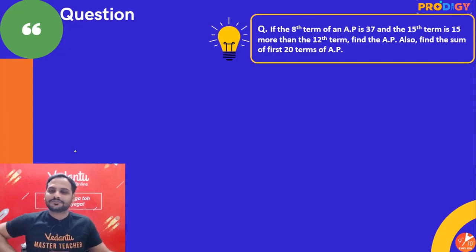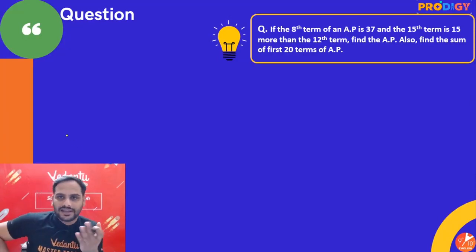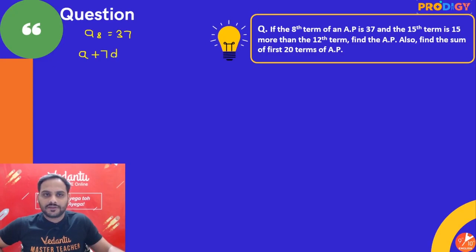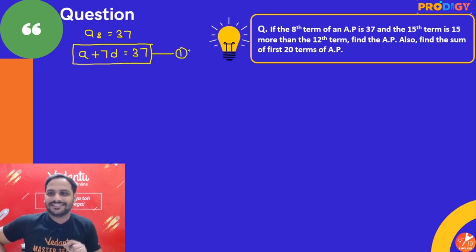Next question. Look at the size of the question, maybe a bit lengthy but not difficult at all. Read the question. Eighth term of an AP is 37. Directly I got my first equation. Eighth term is 37. That means A plus 7D, 8 minus 1, is 37. First equation.